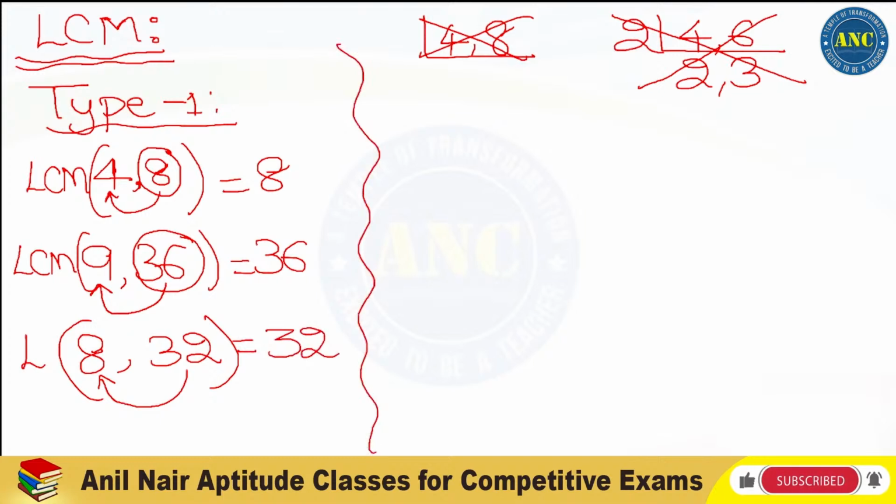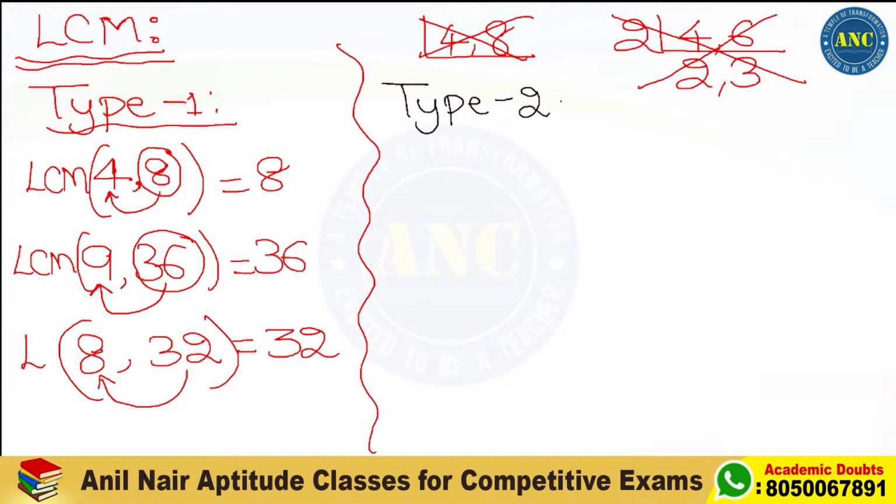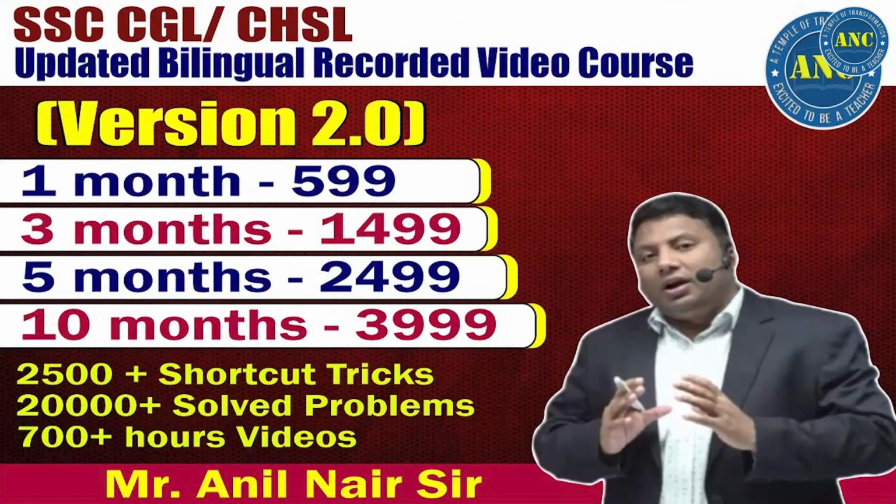But a smart student sitting in the class might ask me a doubt. Sir, in all the three questions you have taken, the bigger number is a multiple of the smaller number, and therefore you directly write the bigger number as the LCM. What if the bigger number is not a multiple of the smaller number? There can be a case where the bigger number is not at all a multiple of the smaller number. How can we find the LCM without using this kind of technique? Can you please teach? That is nothing but type 2.